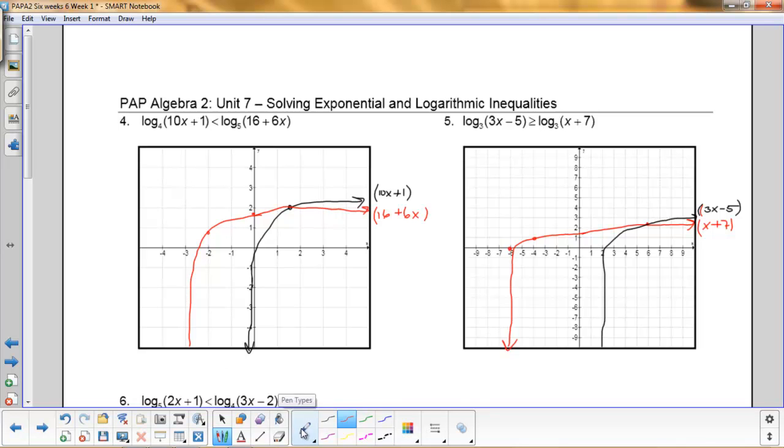Now let's interpret what's actually happening here. When is 10x plus 1, in this case that's the black line, less than 16 plus 6x, that's the red line. So what we're going to do is shade below the red line. So we're looking for the solution to be in this region right here.